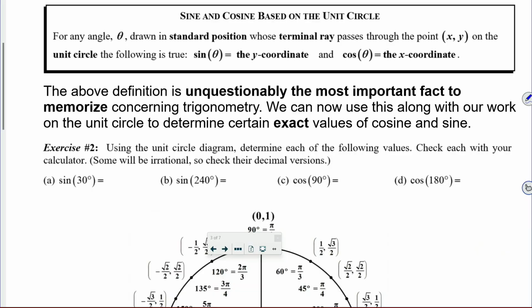Here we go. For any angle theta drawn in standard position whose terminal ray passes through the point x comma y on the unit circle, a circle whose radius is 1, the sine of the angle is equal to the y-coordinate, and the cosine of the angle is equal to the x-coordinate.